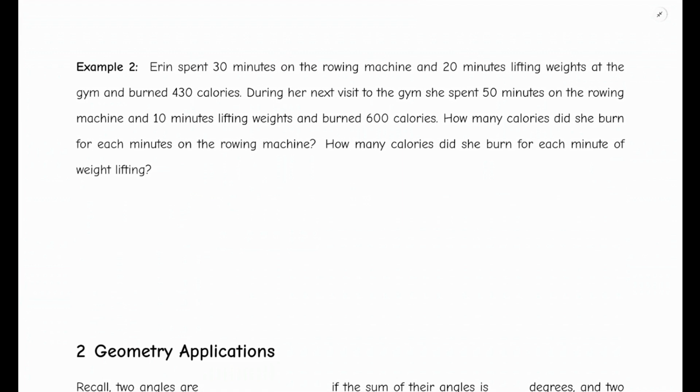Well, I'm hoping you notice that we're going to have two variables. Let's call R the calories burned while rowing, and let's call W the calories burned while lifting weights.